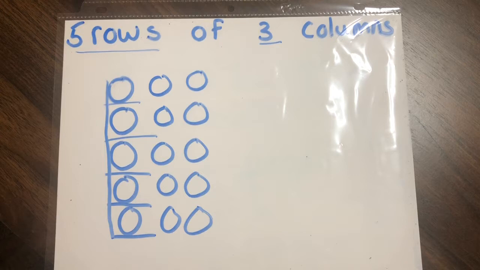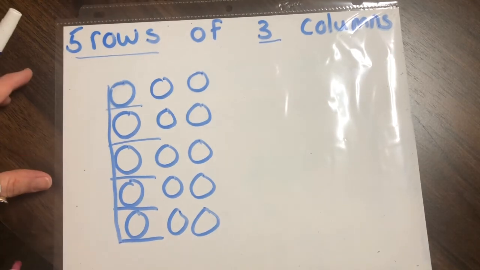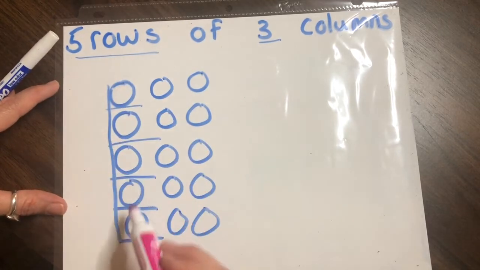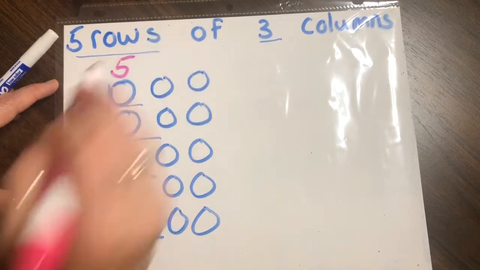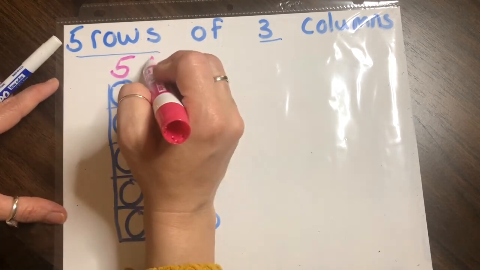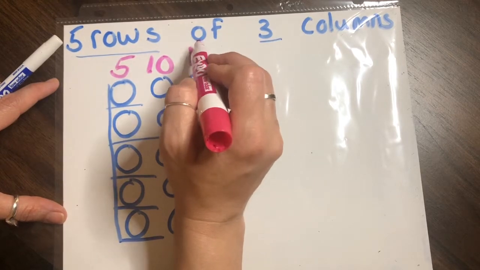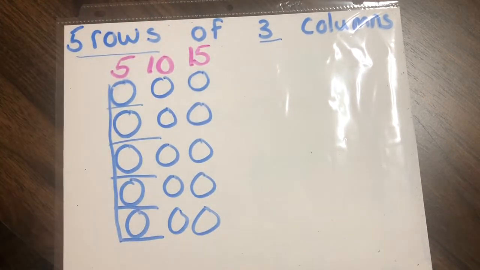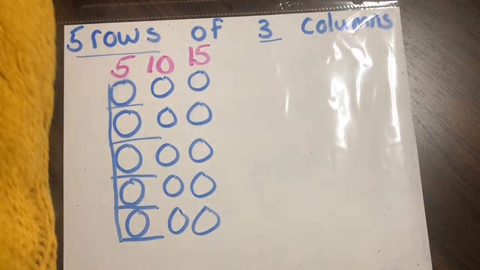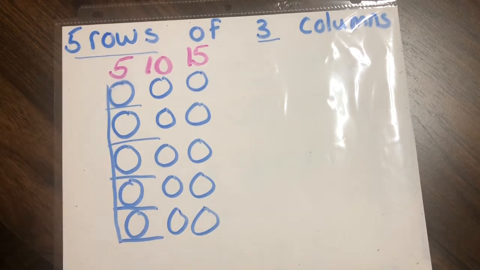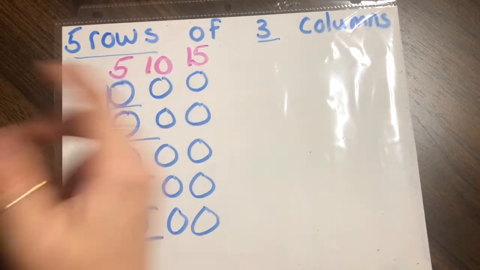Okay, now I'm going to figure out how many circles I have in this array by doing 2 different skip count strategies. I'm going to start counting by 5s. 1, 2, 3, 4, 5. Count with me. What's 5 plus 5? 10 plus 5? 15. So the skip count strategy that matches the array when I'm counting the columns is a skip count by 5 strategy. 5, 10, 15.